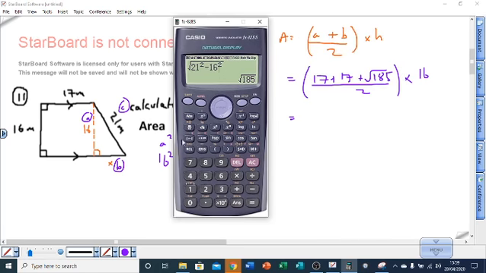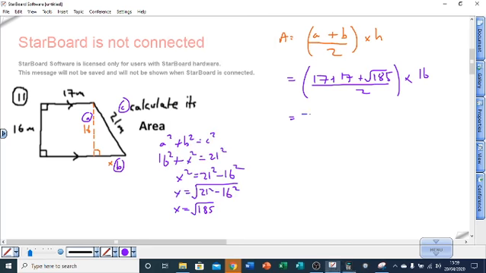So I might use a brackets and a fraction button. I've got 17 plus 17 plus my previous answer, all divided by 2, close brackets, and then times by 16. And my final answer for the area will be 380.8. The lengths are all in meters, so it is 380.8 meters squared to 1 dp. Okay, so that's that one there.